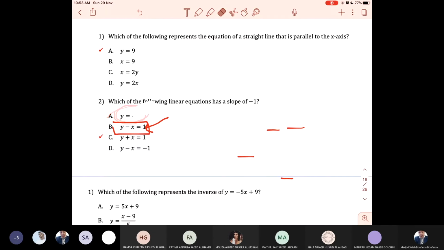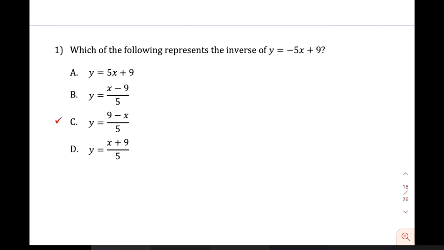Okay, so let's go to the next part. First, you switch the x and the y. Make sure you go and repeat it on your own. And then you solve for y.